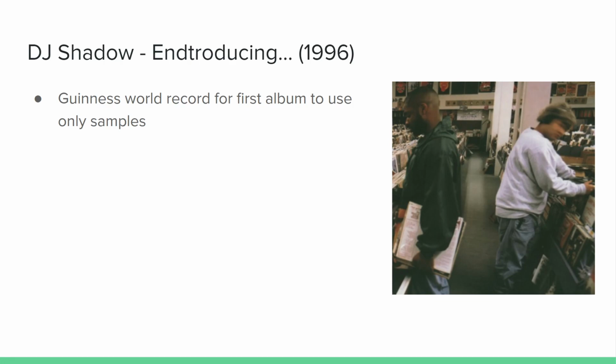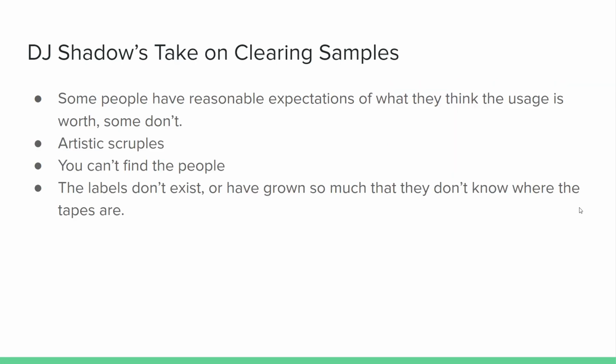Take, for instance, DJ Shadow's Endtroducing, which came out in 1996. This album is recognized to be the first album to use exclusively samples from record stores. If you go to a record store, you find bargain bin vinyl, and he pretty much used stuff like that. He was interviewed, and he was explaining that clearing samples is still a litigious and complex process.